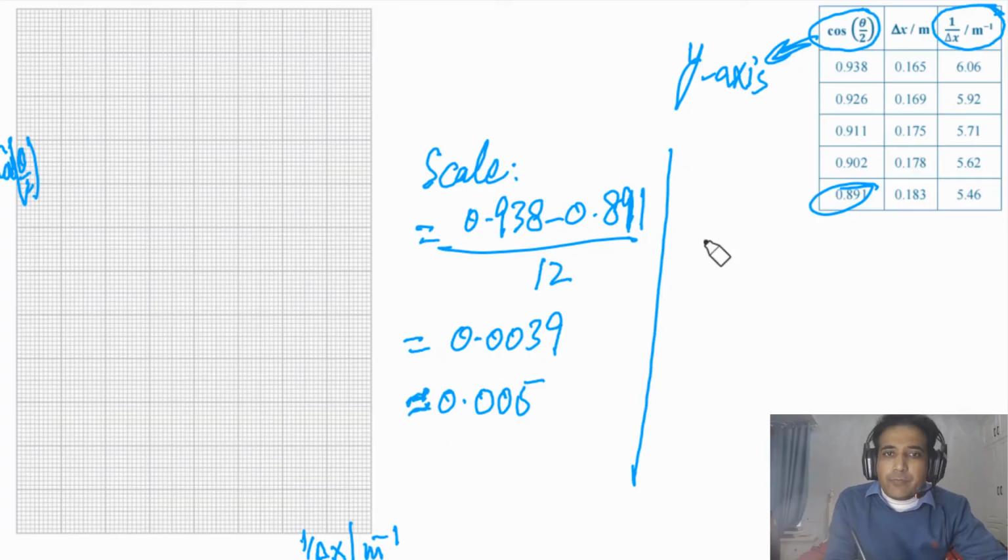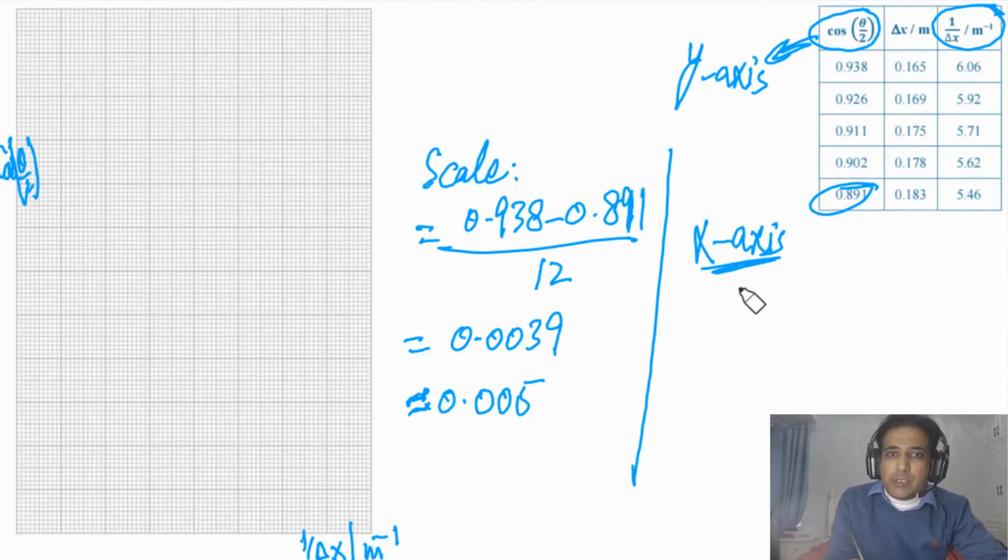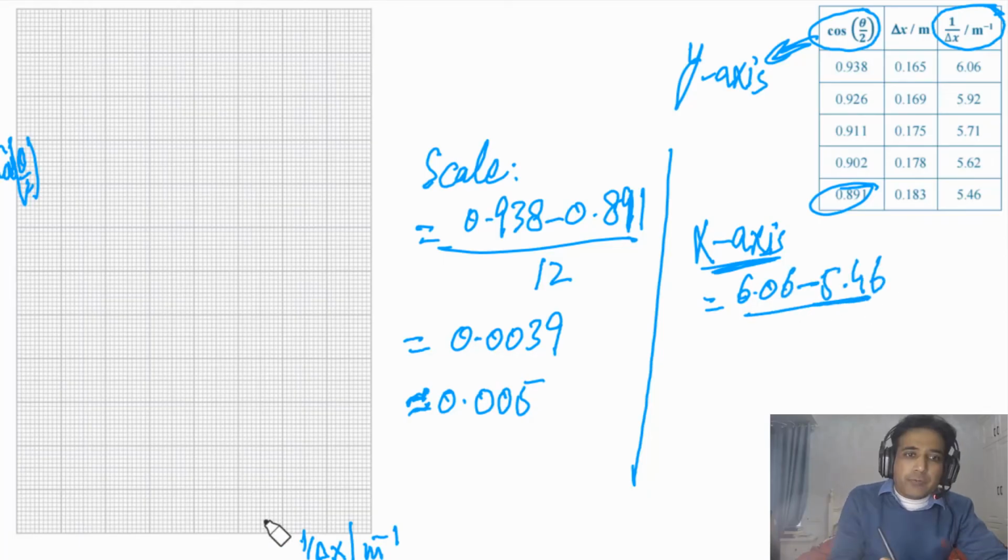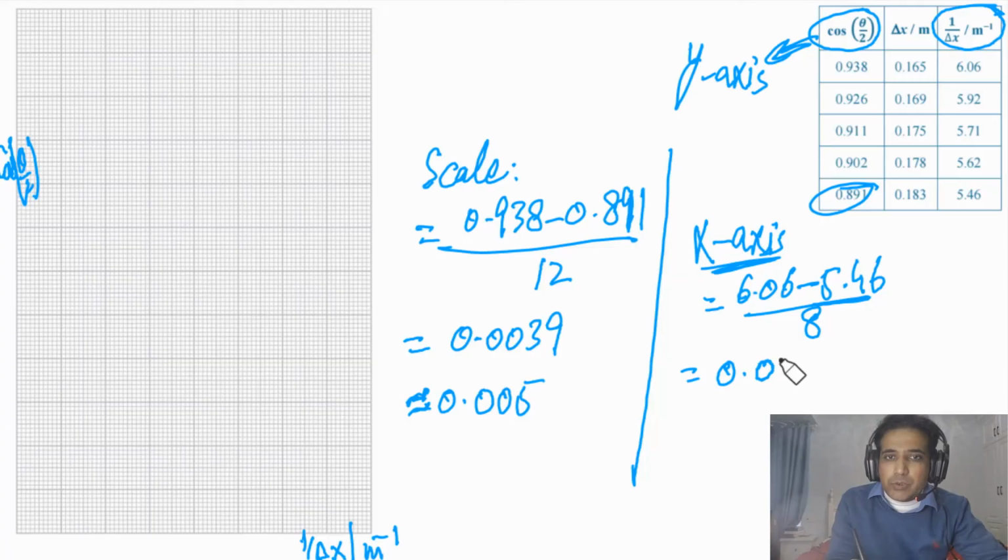And for the x-axis, we can repeat the same process. Here we have the maximum value 6.06 minus the minimum 5.46 divided by the number of small squares. We have 8 on the x-axis. This is a standard graph, so if we solve this one, we will get 0.075, but this number is not easy to plot, so we can take 0.1.